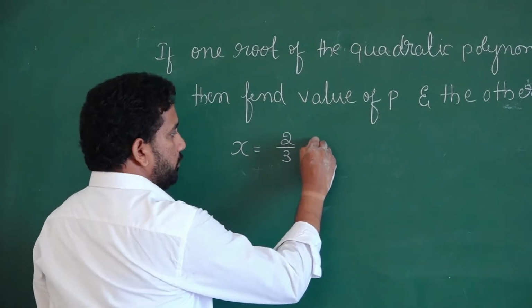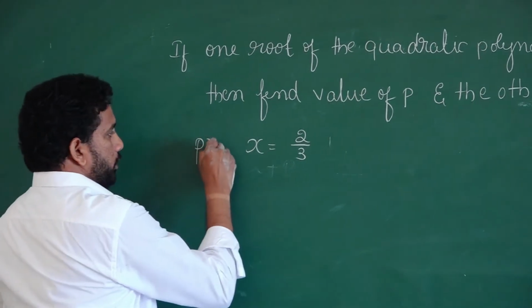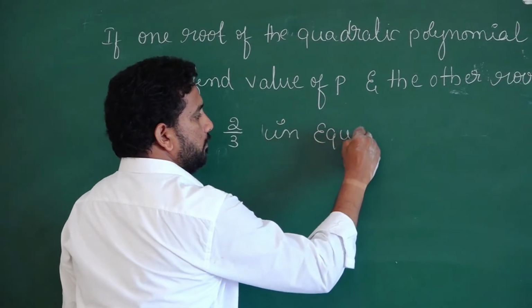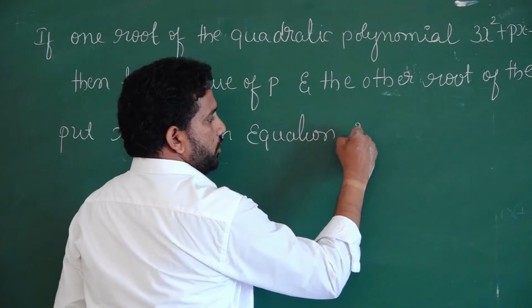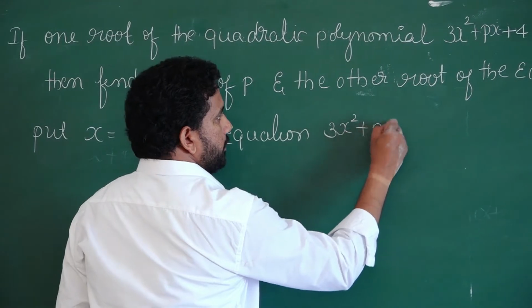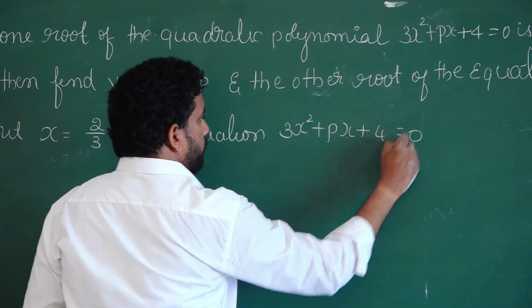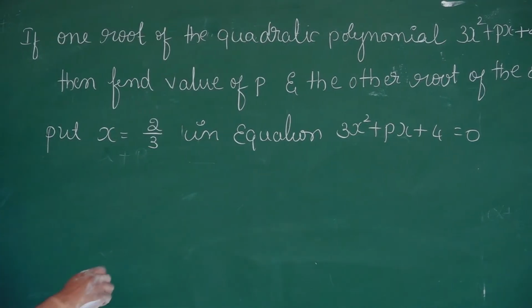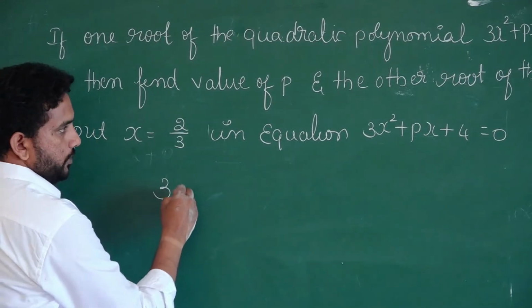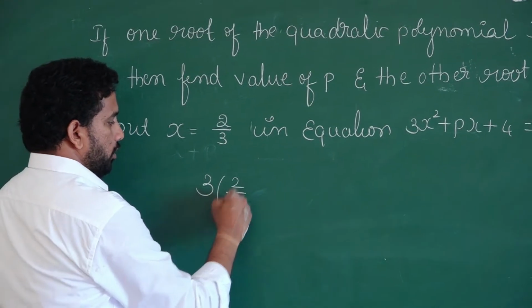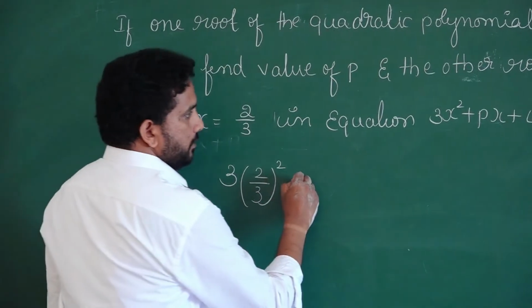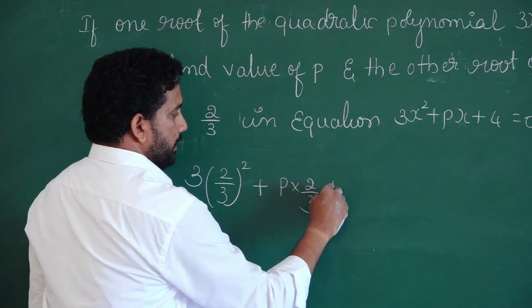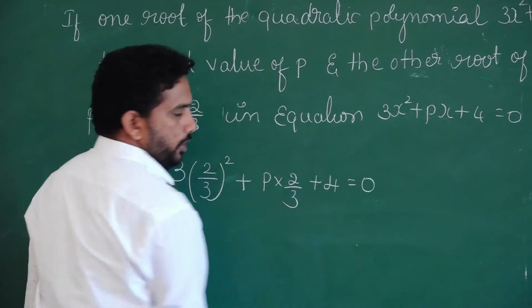So put x equal to 2 by 3 in the equation 3x square plus px plus 4 equal to 0. Here I have to substitute the x value, 2 by 3, in the equation. So we get 3 into (2 by 3) whole square plus p into 2 by 3 plus 4 equal to 0.